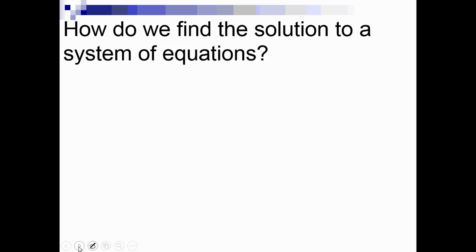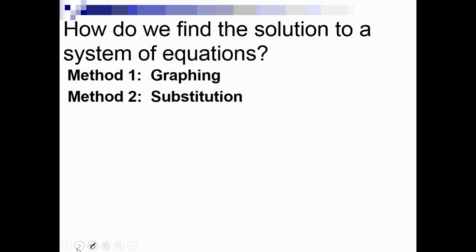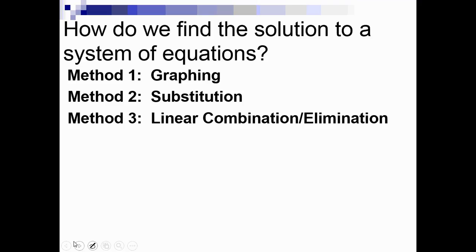Now, remember we had said there were 3 methods. Method 1 is graphing, method 2 is the substitution method, which I just showed you. And no surprise here, you guys, substitution method is not my favorite algebraic method, okay? It takes a little bit more algebraic manipulation and a lot more steps than I really like. So method 3 is my go-to. It's the linear combination or the elimination method.